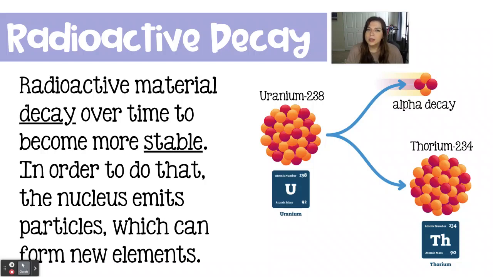Now, the rate of decay is called half-life. Well, that's really how we measure it. And sometimes this radioactive decay is going to form new elements because you're emitting particles from the nucleus. So in doing that, you can change the number of particles in the nucleus, thus giving you a new element.